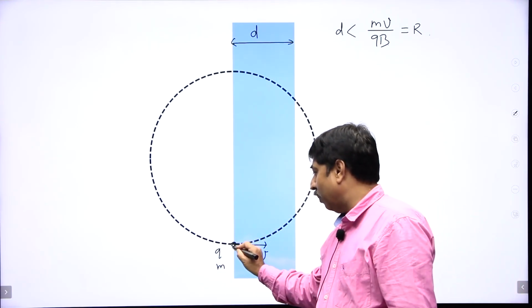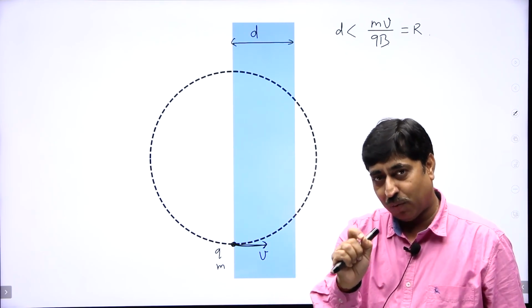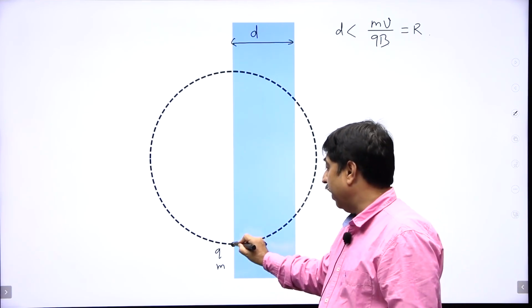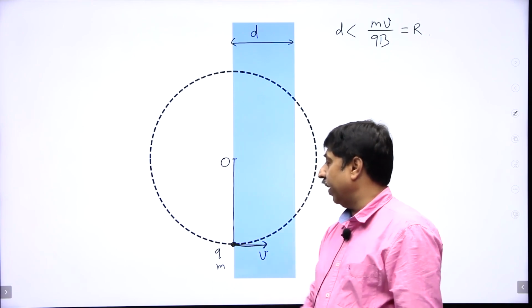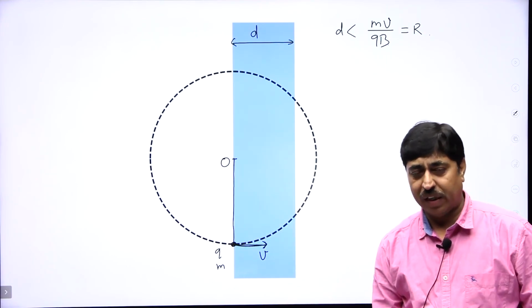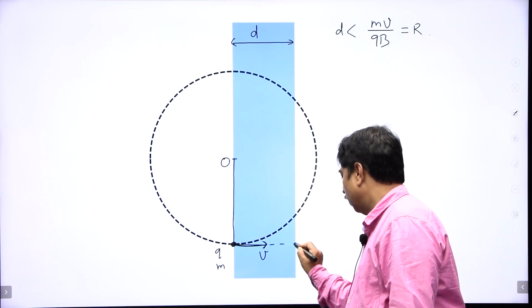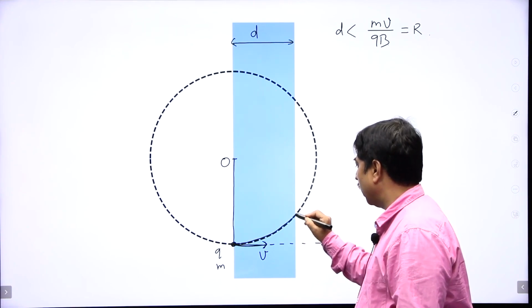So at this particular point, as soon as the particle enters into the magnetic field, its path becomes circular. So this velocity is tangential to the circle. Perpendicular to this, we have the radius of the circle, and somewhere here we have the center of the circle. This is the situation. So the particle starts to move on this circular track. It goes on this circular track till this point.